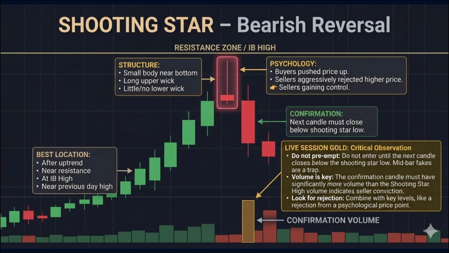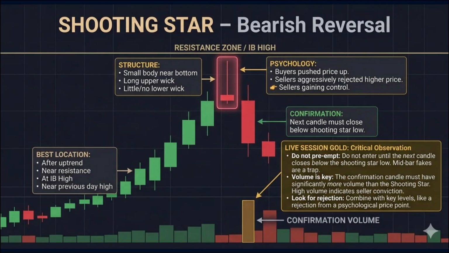And how do you take the confirmation? The signal is only valid if the next candle closes below the shooting star's low. A spike in volume on this confirmation candle significantly increases the reliability of the reversal. And what is the best location? After an uptrend, near resistance, near previous day highs, or where there is some kind of supply.